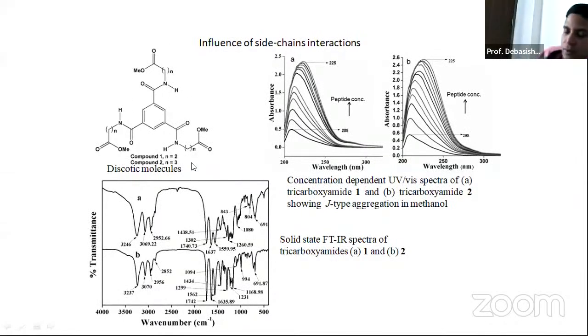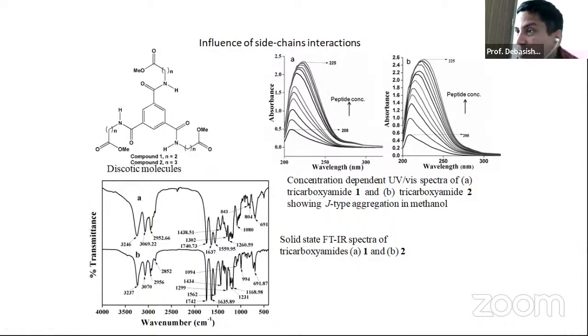And for this purpose, we have used the amino acid without any side chain. So these compounds are completely achiral. And we have used beta alanine and gamma amino butyric acid. So when n equals 2, it is beta alanine, and when n equals 3, it is gamma amino butyric acid.